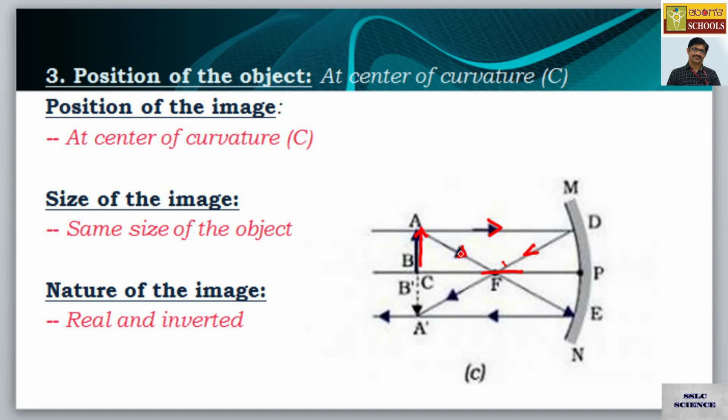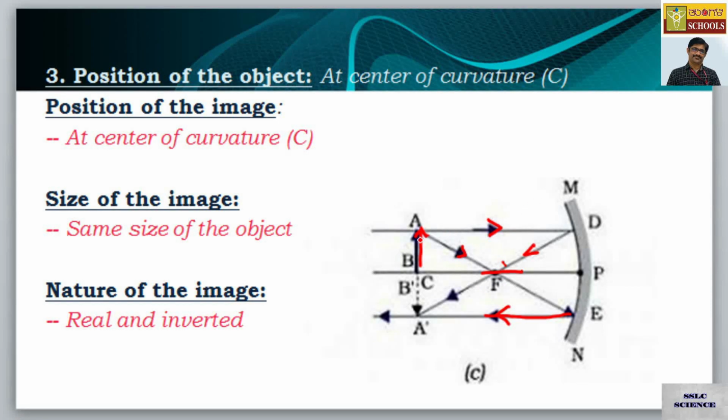Another ray which is passing through F, and again it moves parallel. Other rule says that when the ray of light is passing through the principal focus, it should pass parallel to the principal axis after reflection. That is also there in the rule. So apply the rule and try to understand.